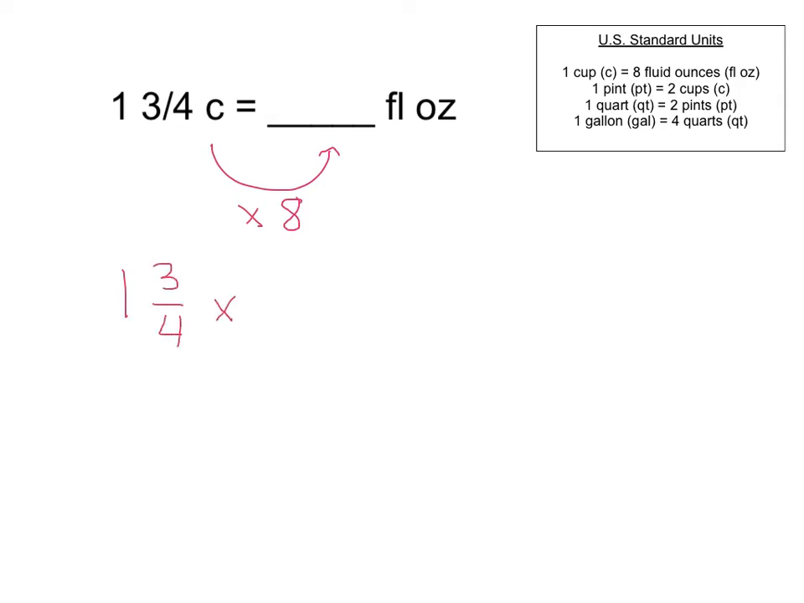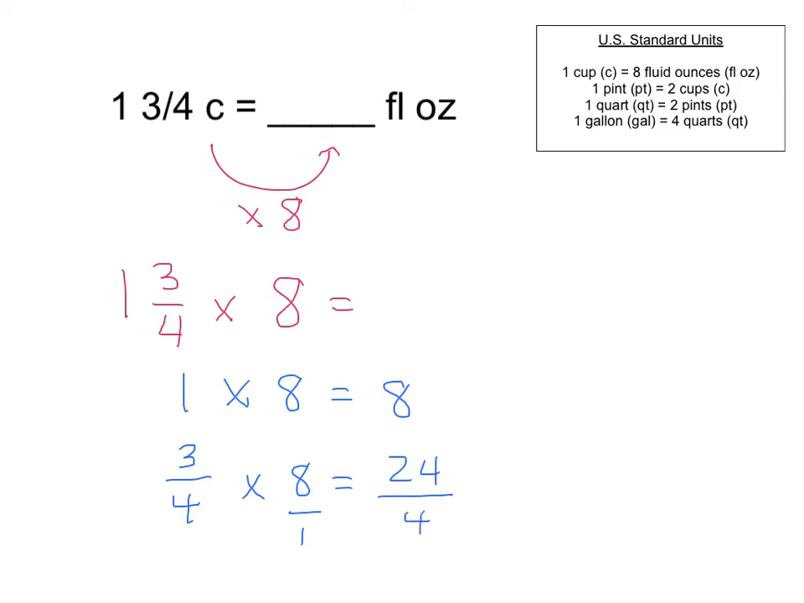Now you might remember back to the fraction unit that sometimes we split that into parts. So I could say that's the same thing as 1 times 8 plus 3/4 times 8. And when I add those together, I'll get my answer. 1 times 8 is 8. 3/4 times 8, I can do in one of two ways. I know that 8 is the same thing as 8 over 1, or 8 wholes, so I can multiply across and get 24/4. When I simplify that, that's the same thing as 6 wholes. So I can add together 8 plus 6, and that gives me a total of 14.